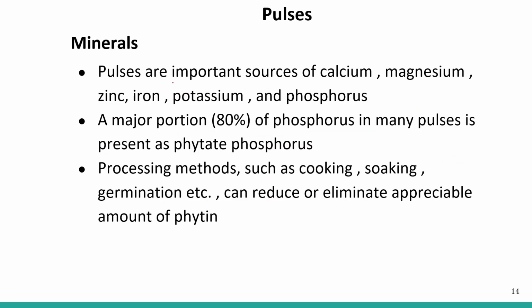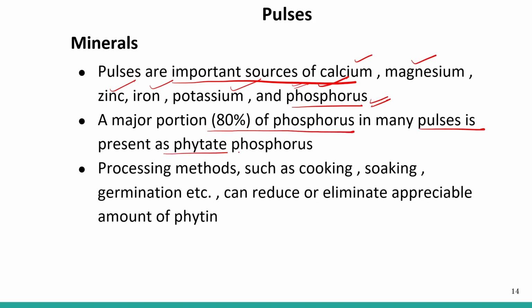Minerals. The pulses are important sources of calcium, magnesium, zinc, iron, potassium, and phosphorus. All the pulses contain these minerals. A major portion, that is 80% of phosphorus in many pulses, is present as phytate phosphorus.